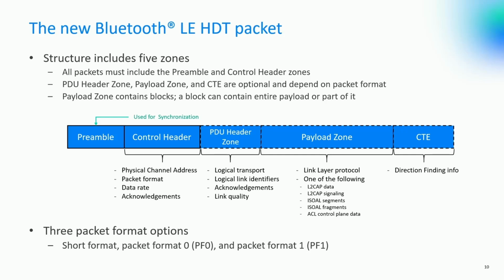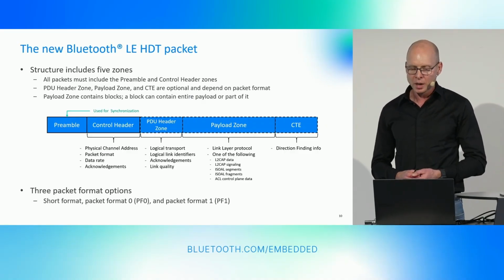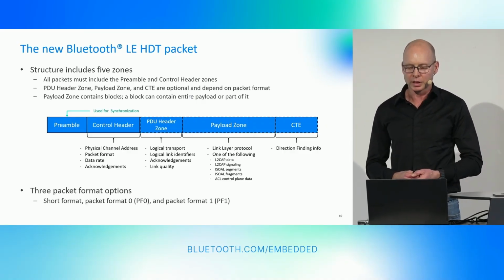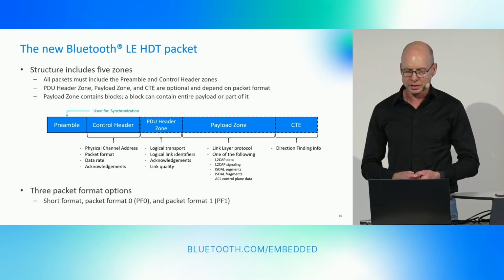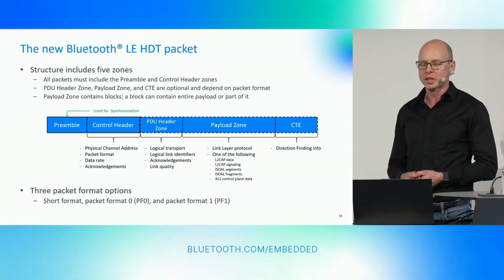Then the control header is going to define fields that specify things like physical channel address, indicators for packet format and data rate, PDU header, and the like. And then speaking of the PDU header, that's going to convey information related to packet type like transport, link IDs, payload links, presence of CTE or not, and then receive acknowledgments as well.